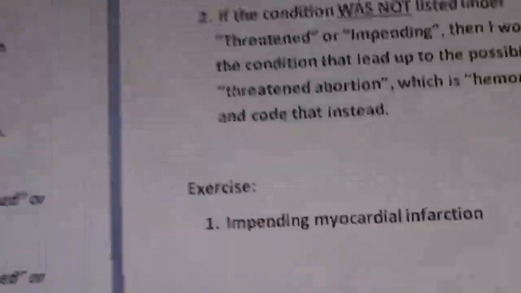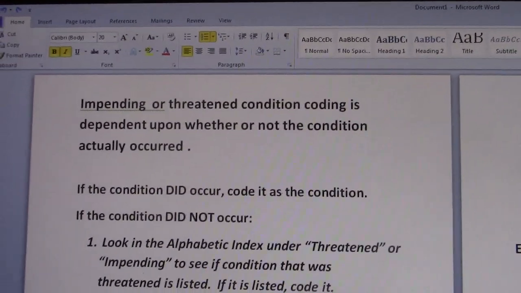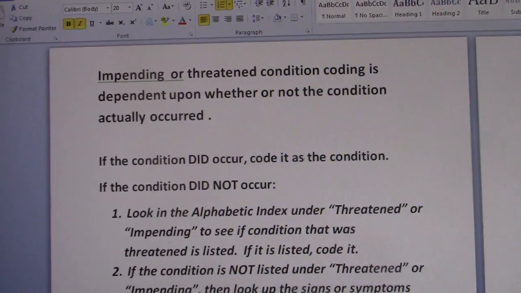Okay, guys? Go back over this guideline, get it in your head. The main thing here is try to understand exactly what's going on. Impending and threatened conditions. All right, guys, I'll see you in the next one.